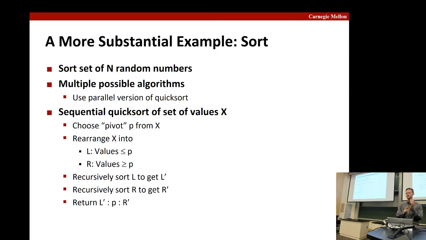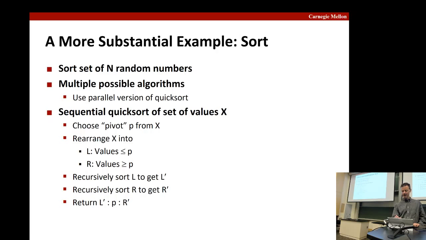Okay, so let's take the rest of the class to look at a more substantial example, sorting. It turns out there's lots of ways to sort, lots of proposed methods for sorting efficiently on parallel machines, in multi-threaded settings, on multiple cores. We're going to look at variants of quicksort. So let me remind you of how quicksort works serially.